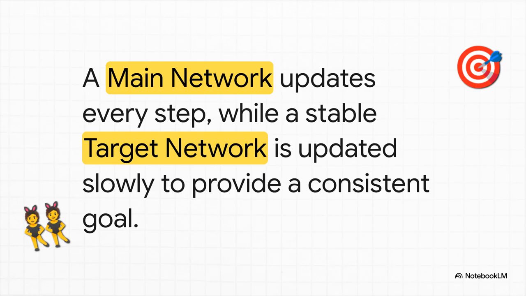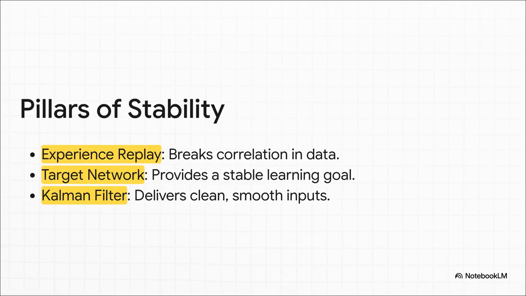Instead of just one brain, the AI actually uses two of them. You've got the main network, which is the student. It's learning aggressively, updating with every single experience. But then you have a target network, which is like the teacher. It's an older, more stable copy of the main one that only gets updated every once in a while. This is so important because it gives the student brain a stable goal to aim for. Without it, the AI would be chasing a target that's moving every second, and the whole thing would just spiral out of control.